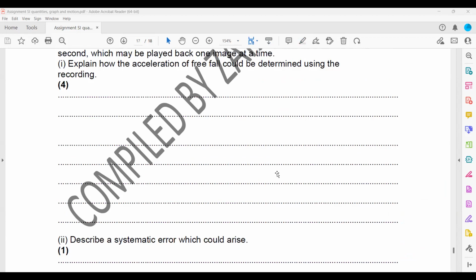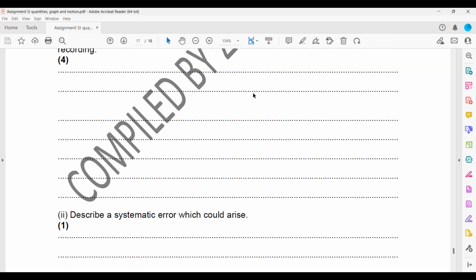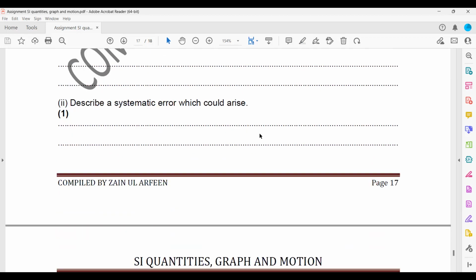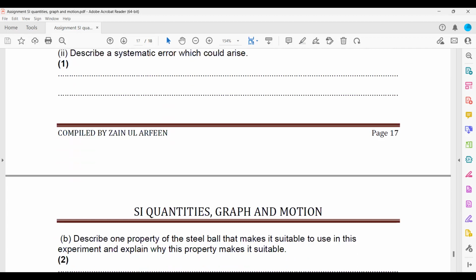Describe a systematic error. So what are the systematic errors? We just have to mention, describe a systematic error which could arise in this experiment. So what are the possibilities? Systematic error means error in the system. Random error is due to sudden change in the environment. So what is one possibility? Maybe the meter rule which we place may not be exactly vertical.